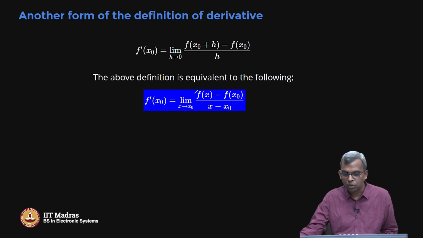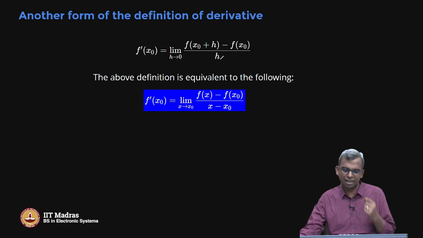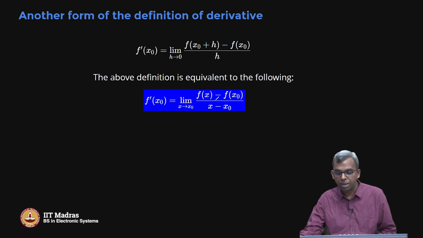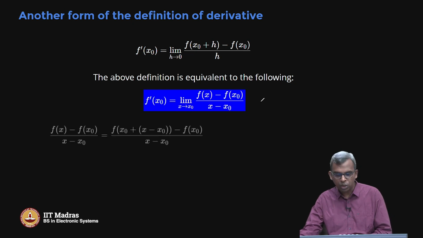Notice what has happened here. Here I have x naught plus h, and here I have x. Here also, x naught plus h is actually tending to x naught, as h tends to 0. So instead of having h as the step variable, we keep x itself as the variable, and in the denominator we divide by x minus x naught. Intuitively, these two definitions seem exactly the same, and you can also prove it.